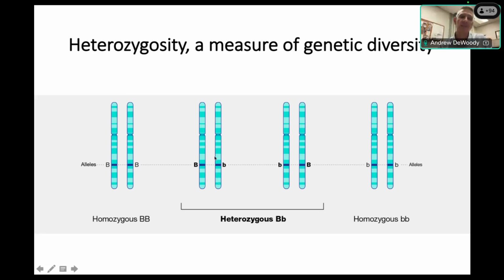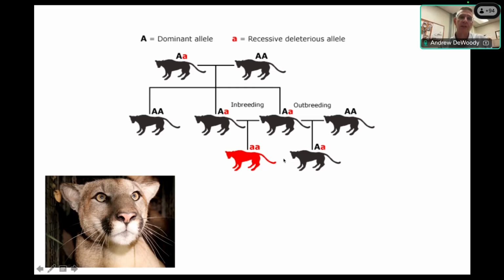And you can imagine this spreading across all the loci on this set of chromosomes, but also across all of the chromosomes in the genome. So heterozygosity is one measure of genetic diversity, and it's one that a lot of people can relate to because it relates to concepts that are familiar, like family trees or pedigrees.